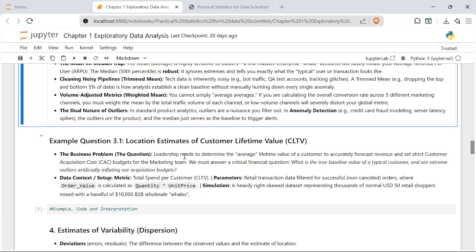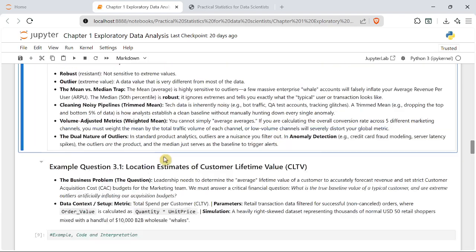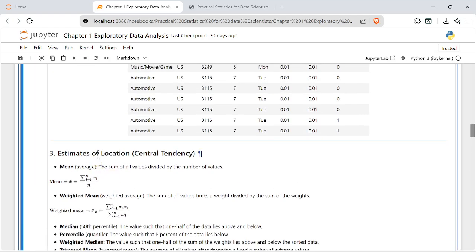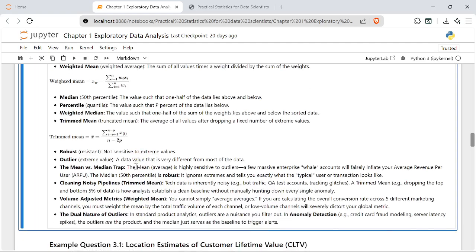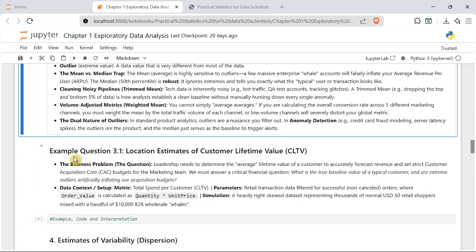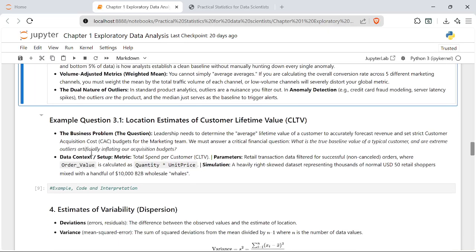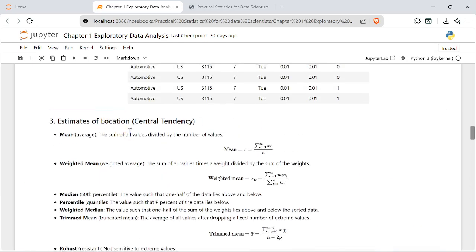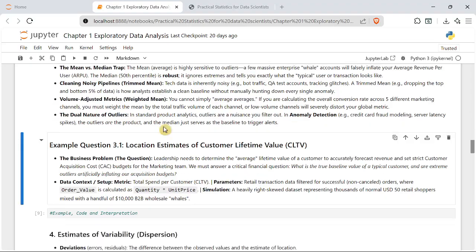So here is an example question which we are going to do to understand the topic of estimates of location properly. Here is question number 3.1: location estimates of customer lifetime value. The question explains this topic, estimates of location, central tendency.